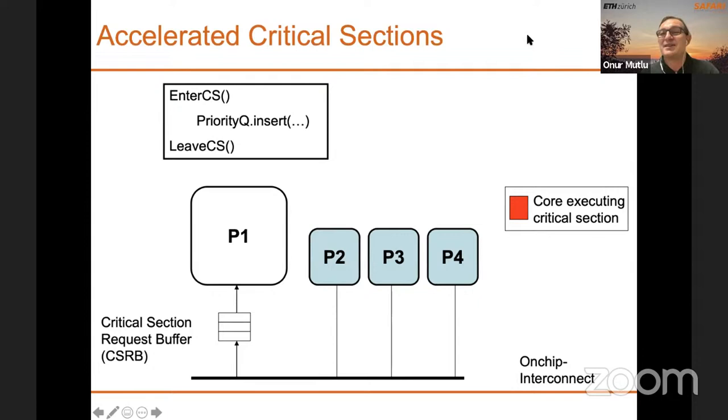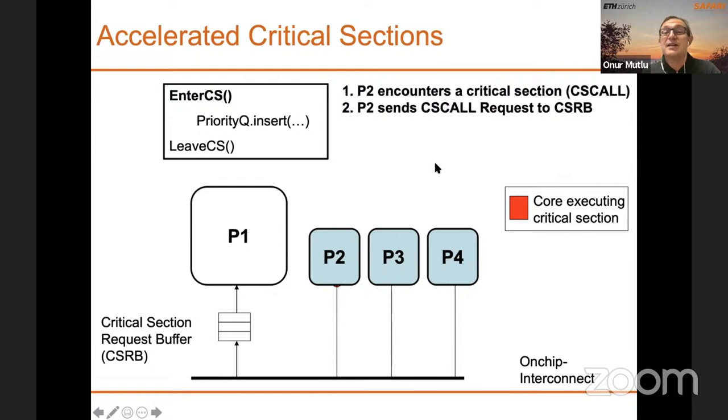Okay, now let's take a look at this mechanism. Let's assume that all of the cores are executing a program that includes this critical section. You can see that the critical section is demarcated by enter critical section, leave critical section. We want to insert into this priority queue, which happens to be a shared data structure in this critical section. And as I said, we added this critical section request buffer. Let's say processor 2 encounters a critical section and executes this enter critical section call. At this point, processor 2, instead of executing this critical section, sends a critical section call request to this critical section request buffer in processor 1, the large core.